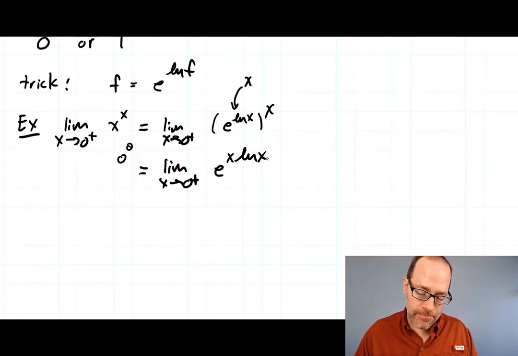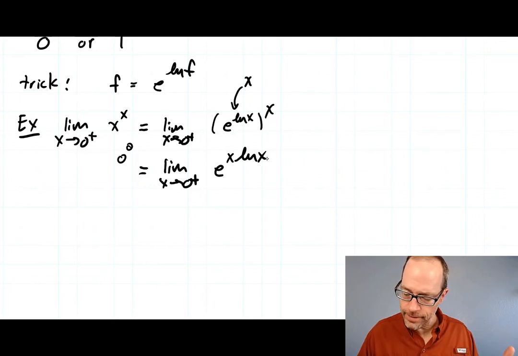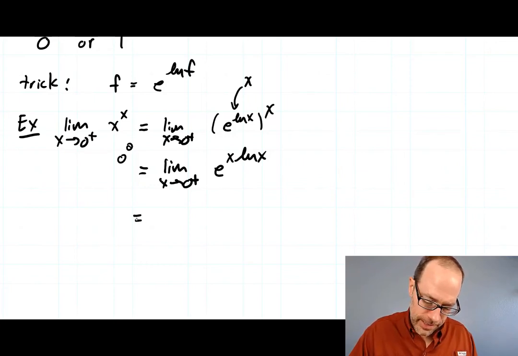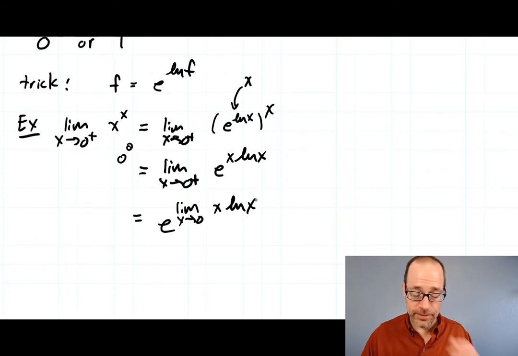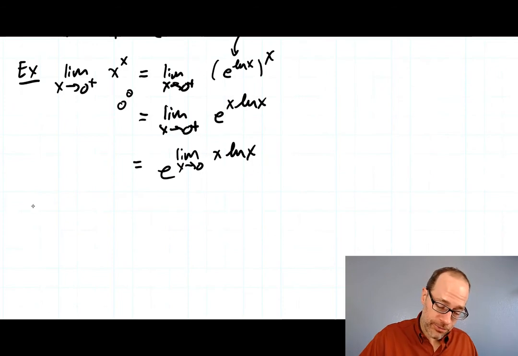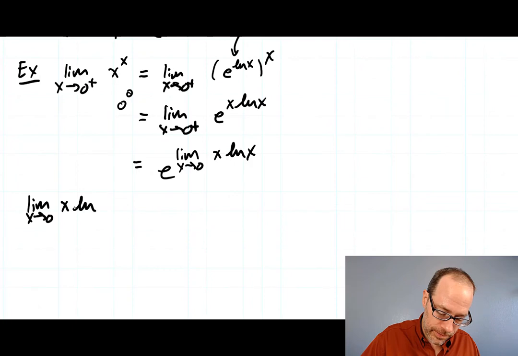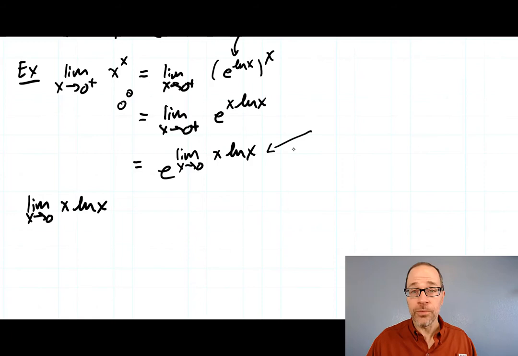Now, in this case, the trick is this. The exponential function is continuous, so we can move that limit up here. If that limit exists, then we're all set. So we've reduced the problem to figuring out this limit. If we can figure that out, then we can stick it right there and we'll know our answer.